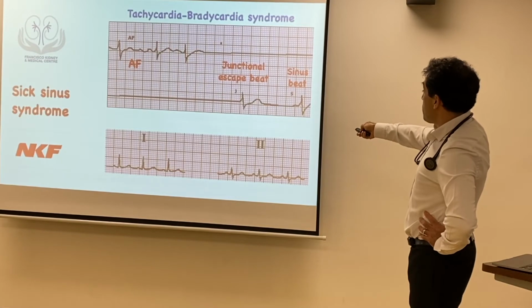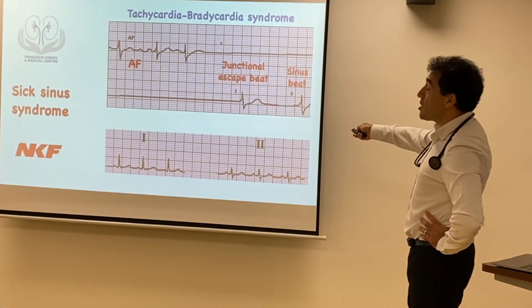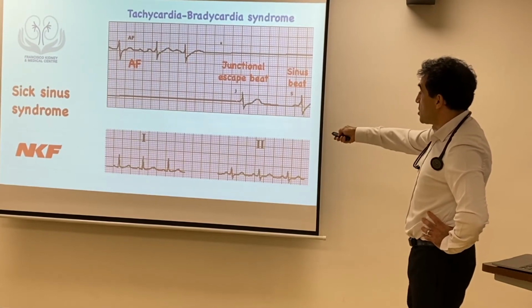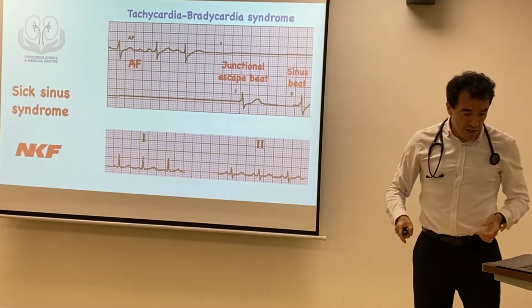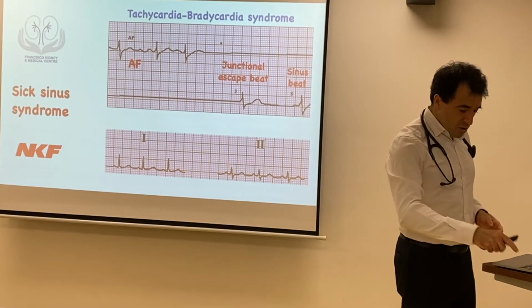And then this, for example, is a sinus beat because it has got a P wave and QRS, but this one has no P wave. It could be a different morphology, but it's a morphology from the junction. Okay.